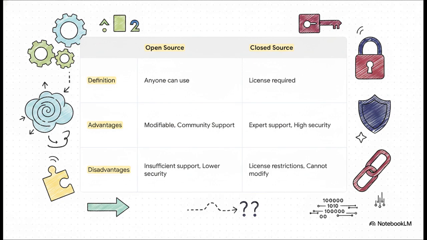Now look at closed source. The code is a secret. It's proprietary. This is your Windows or your iOS. You need a license to use it. The big advantage? You usually get professional, expert support and really tight security. The disadvantage, though, is that you're kind of locked in. You can't just go in and tweak the code yourself.